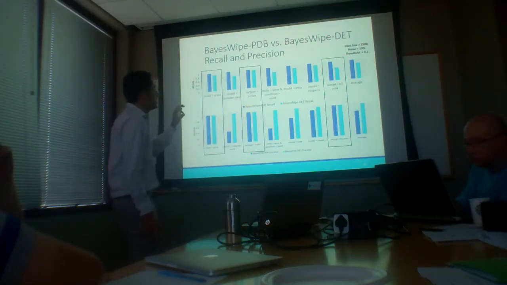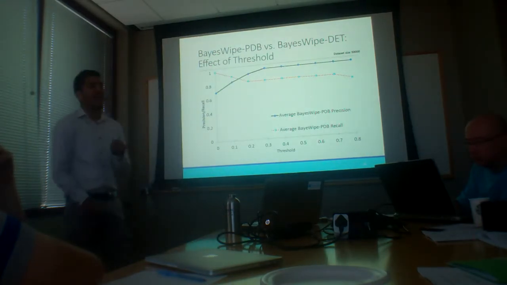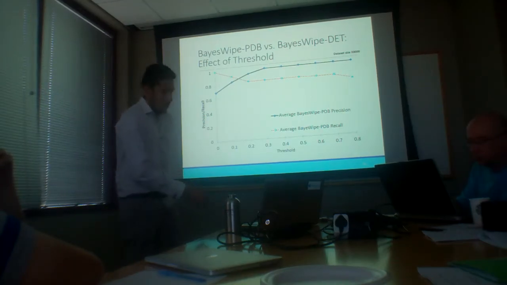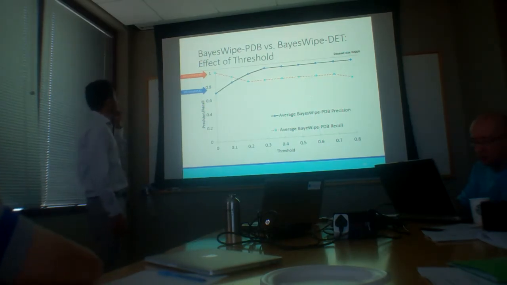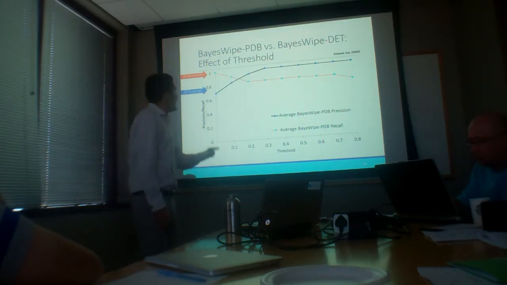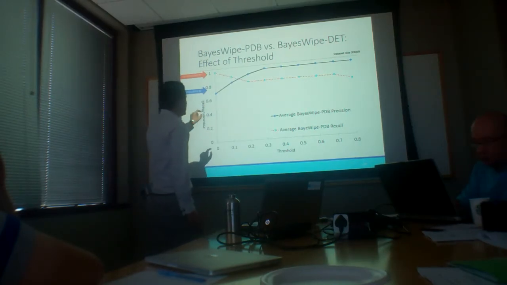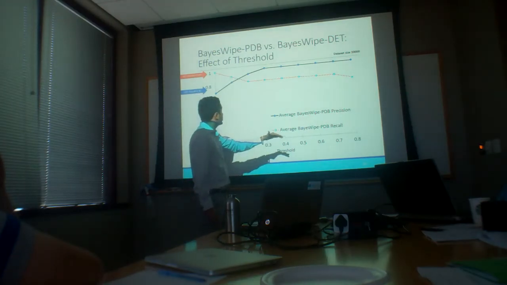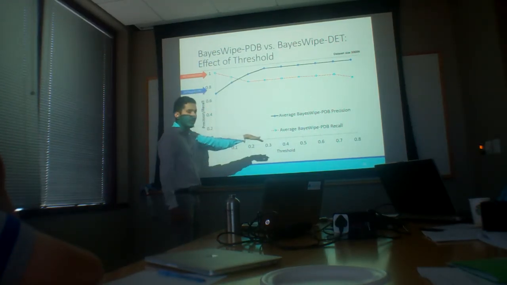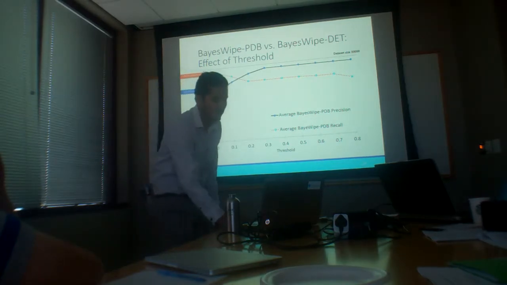These results are for a pass threshold of 0.1. If you change the threshold value, you can actually control the precision and the recall. For example, the precision and recall of the deterministic result will be the same all the time, but the precision of BayesWipe PDB can change with the threshold value. The precision is shown by this dark black line, and it increases as you increase the threshold value, whereas the recall falls as you increase the threshold value. This is the pass threshold that we use at the time of computing precision and recall.